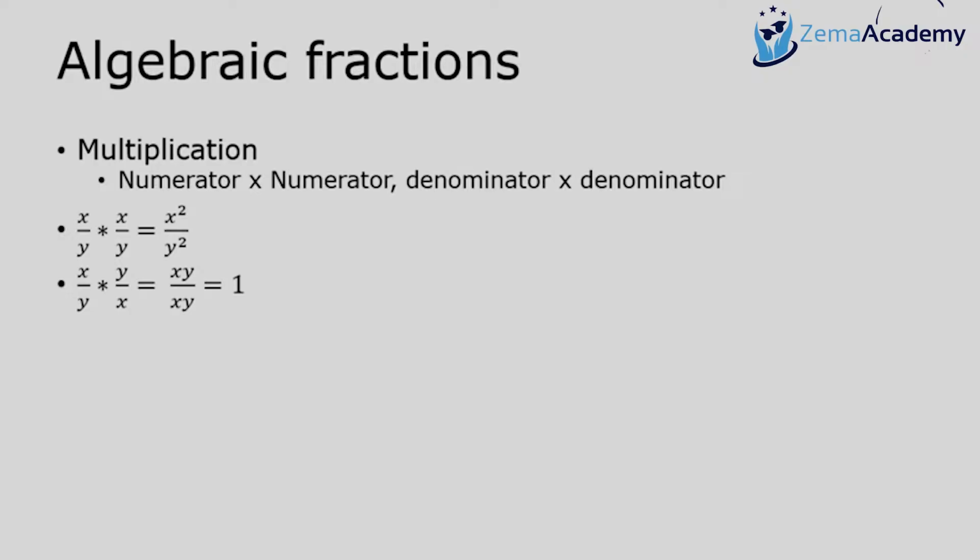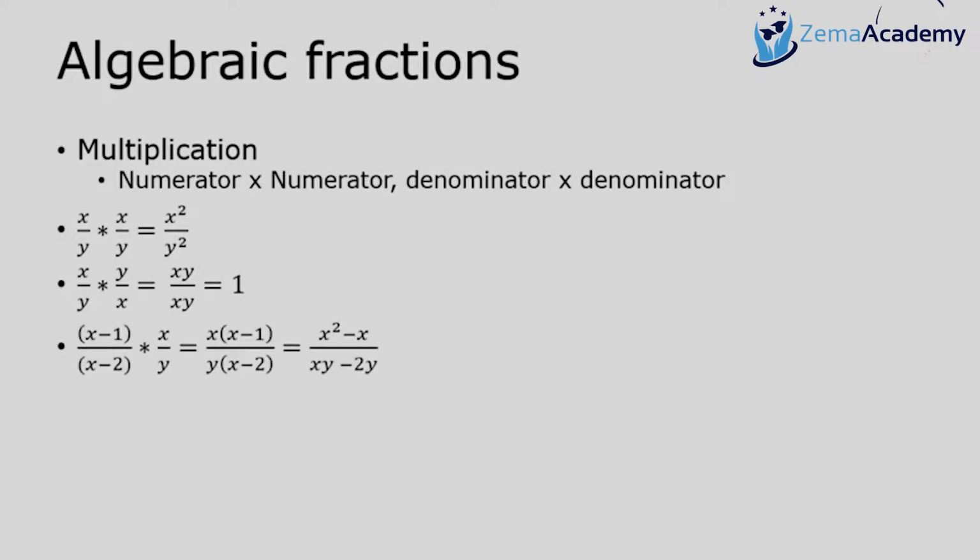I want to multiply x over y by y over x. I can say actually that's the same as x times y over x times y. And of course, anything divided by itself is 1. So that's what I've got, equals 1.